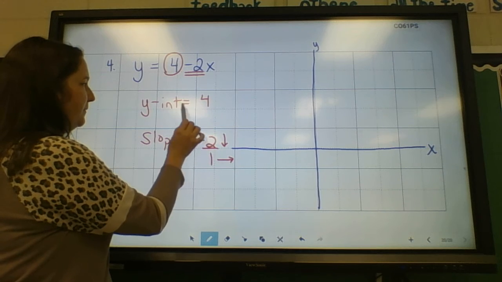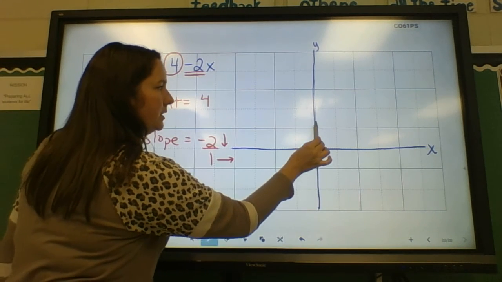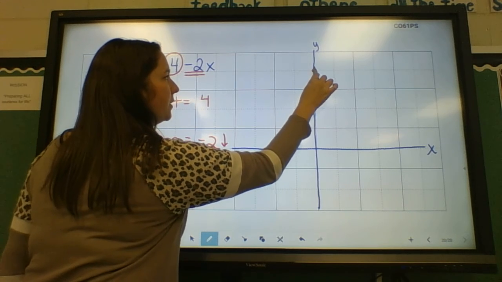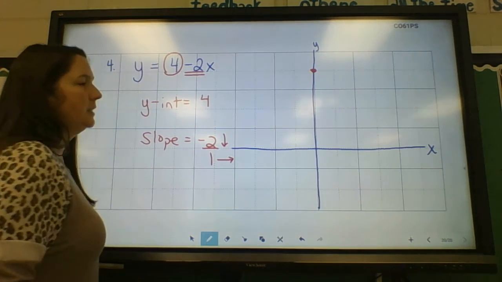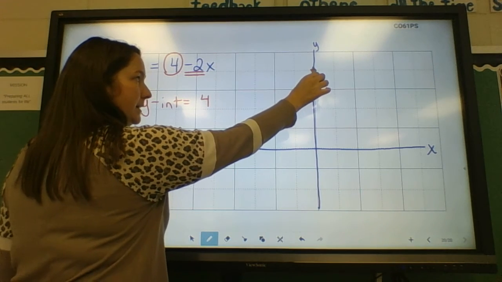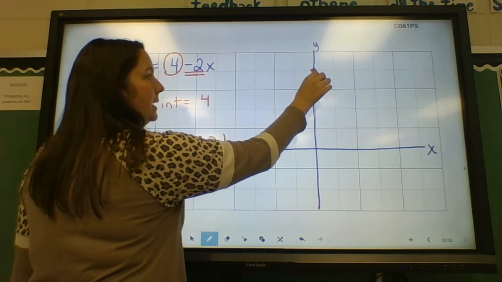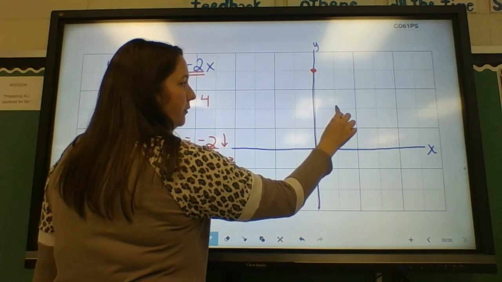All right, so still the same. Our y-intercept is 4. We start with the y-intercept, which is 4. 1, 2, 3, 4. So that's where we're going to start. Then I'm going to go down 2 over 1. Down 2 over 1.